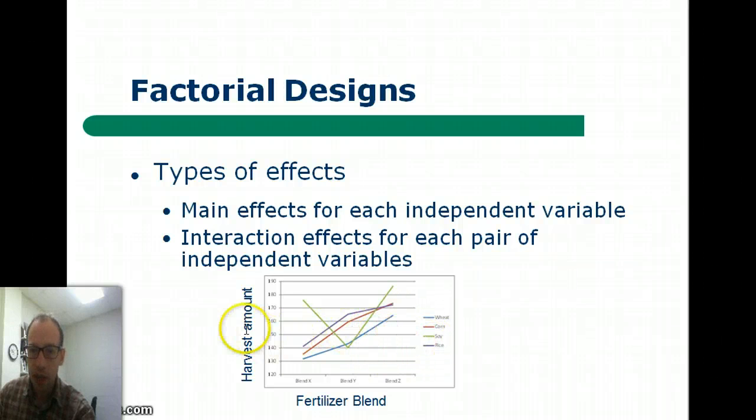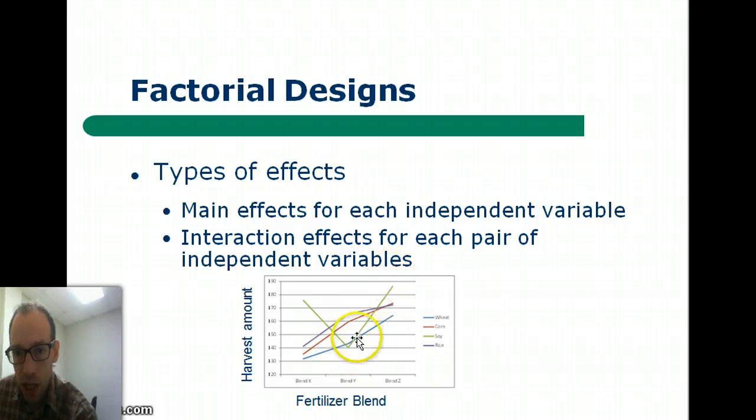We might also say there's a main effect for fertilizer blend, because notice that when we're going from brand 1 to brand 2 to brand 3, in general, we're going up. If we took averages, I bet we see that the average harvest amount is highest overall for brand Z, the third brand. And finally, notice that when we're looking at do all of these lines have the same slope?